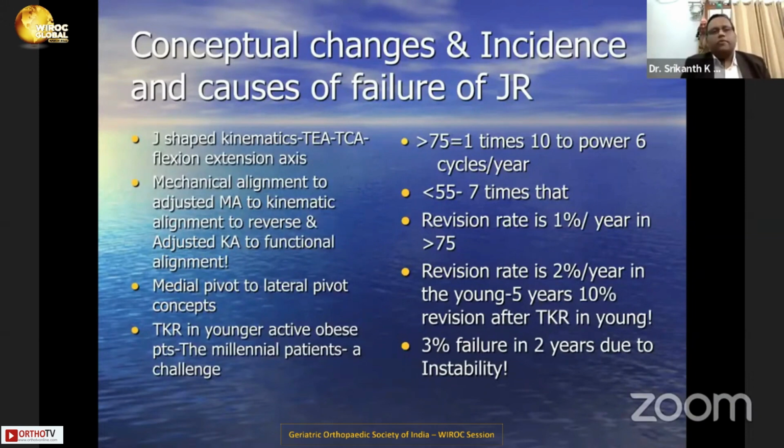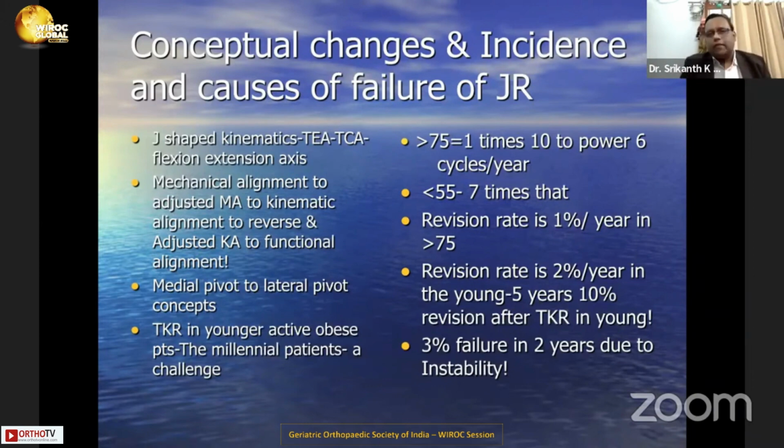We know that we have moved away from the J-shaped kinematics of the knee to the trans-epicondylar axis, and ECOF introduced this trans-cylindrical axis. We had a fantastic debate in the last Meet the Masters course about whether we should use mechanical alignment for the knee or adjusted mechanical alignment, or we have to use a kinematic alignment or adjusted kinematic alignment or a reverse kinematic alignment or a functional alignment, which is a new kid on the block. And we have medial pivot designs which pivot around the MCL and lateral pivot designs. And TKR in a younger active obese patient is a challenging operation, the so-called millennial patient.